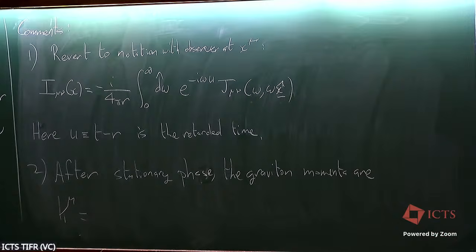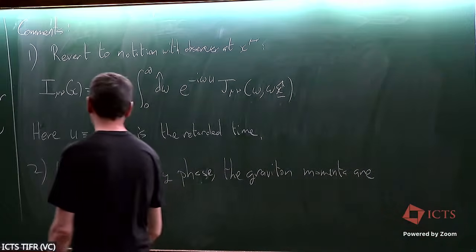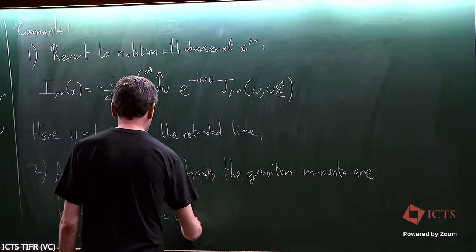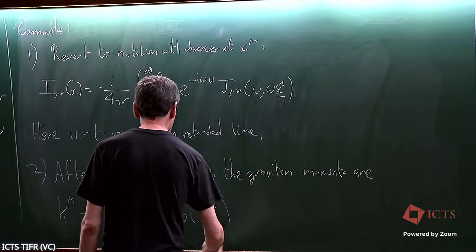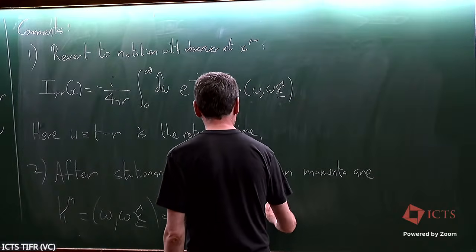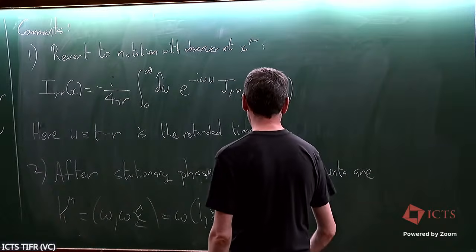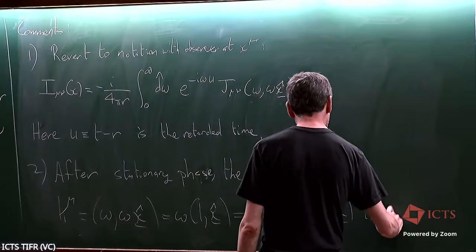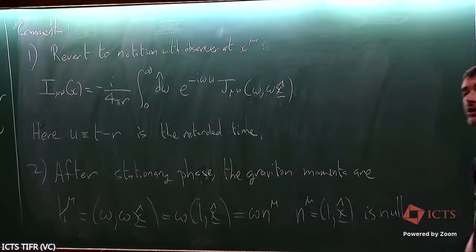The j mu nu from here involved the momentum of the gravitons. Here we see that the momentum of the graviton is omega x hat. So it's a frequency times 1 comma x hat. I'm going to write this as omega n mu. So n is a null vector, and one way to think about this is that it's the null vector directed from the source to the observer.